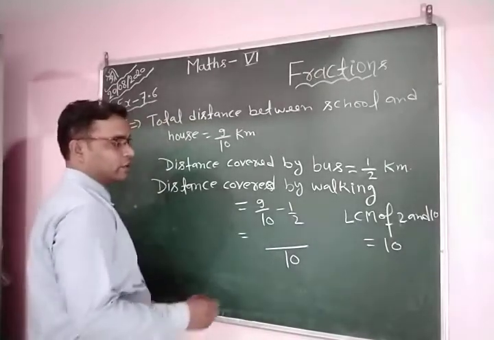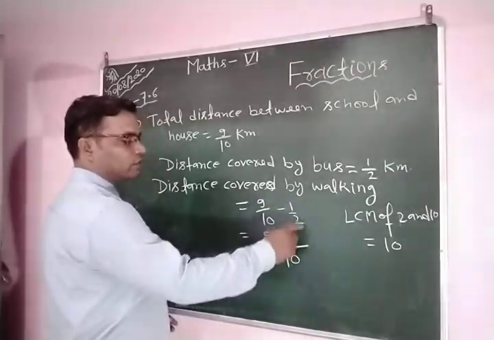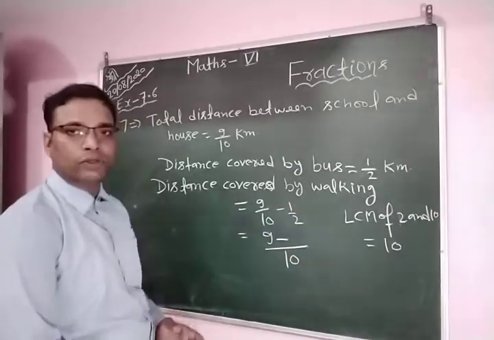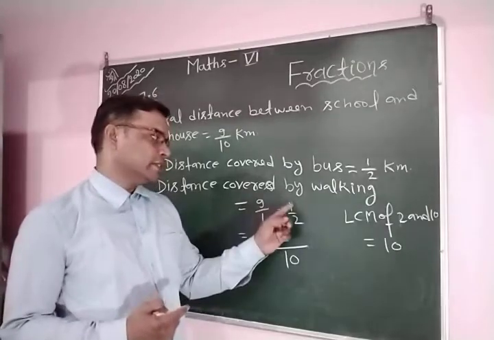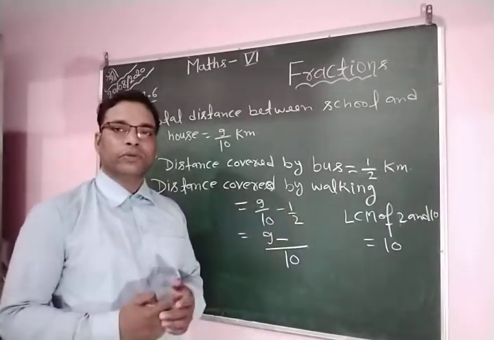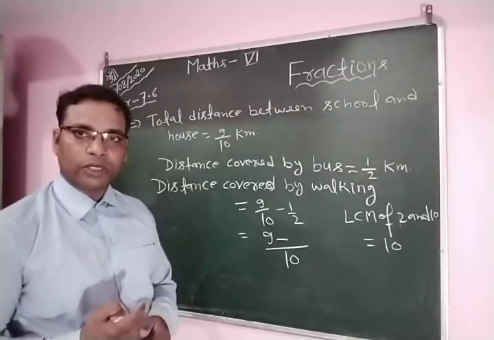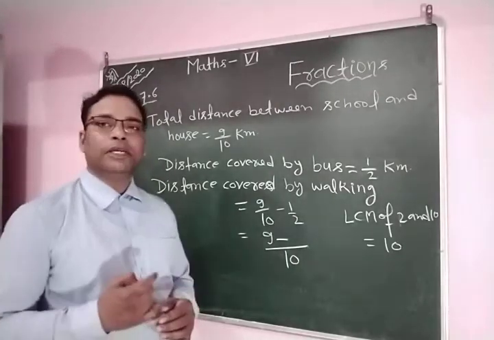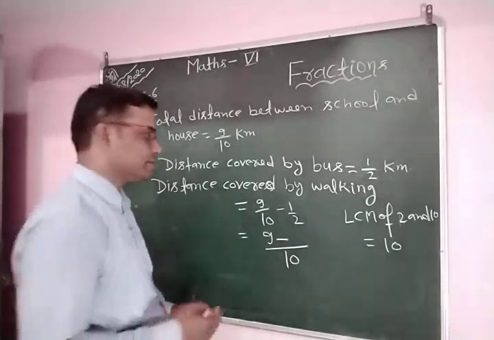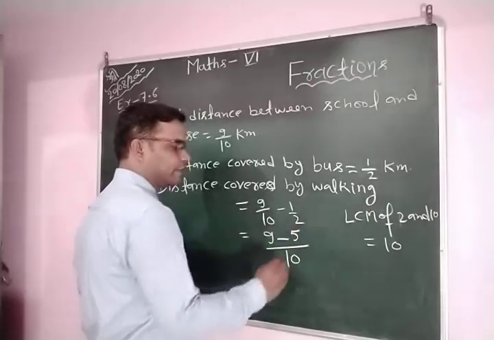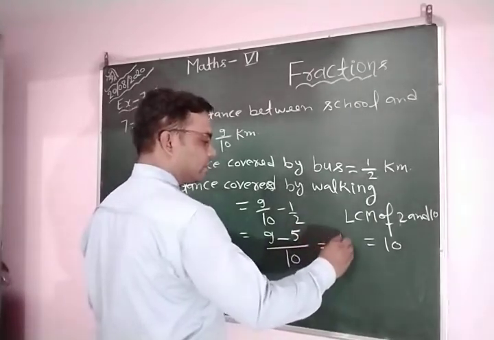Okay, so now 10 ones are 10, this is 9, minus 2 fives are 10. If you divide 10 by 2, then we obtain quotient 5. After this, this quotient we multiply with this numerator 1. So 1 into 5 is 5. 5 ones are 5. This is equal to 5. So 9 minus 5 is equal to 4 by 10.